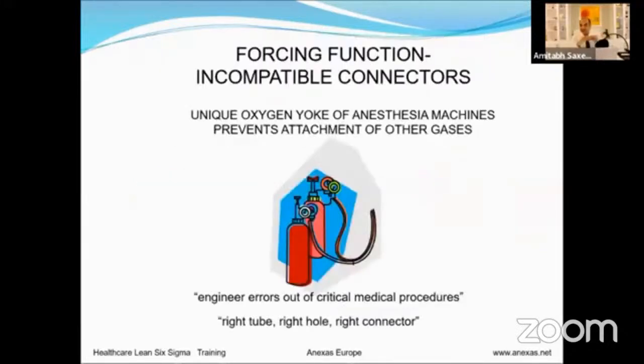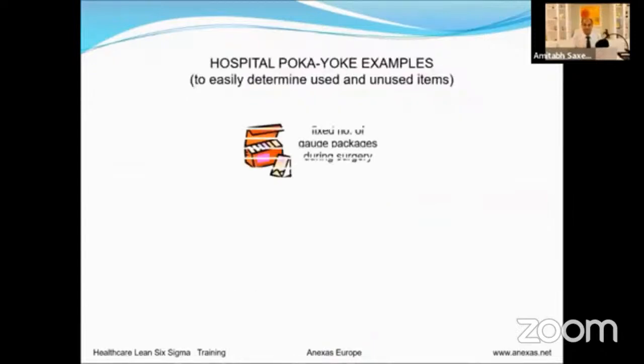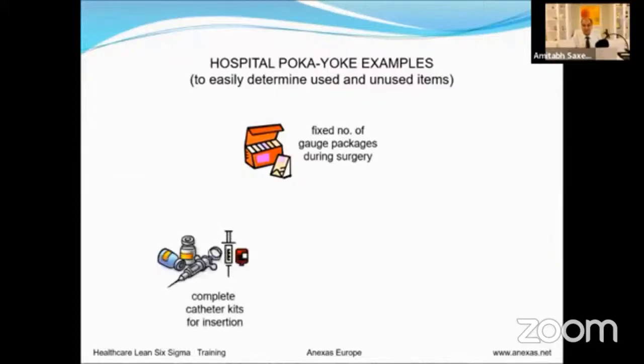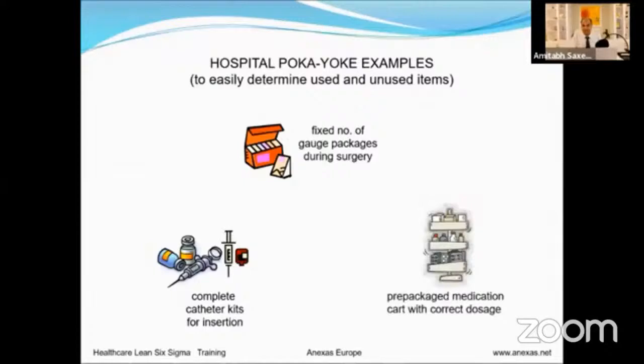Oxygen cylinders cannot be connected to nitrogen cylinders. That is an example of Poka-Yoke. Even if you want to connect, the connections are such that they can't get connected. So even a foolish person cannot commit a mistake. And that is known as Poka-Yoke. Some more examples: fixed number of packages during surgery, complete catheter kits for insertion, and pre-packaged medication card with correct dosage. These are all examples of Poka-Yoke.